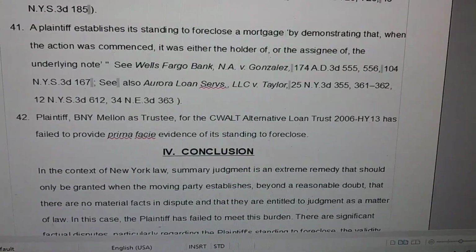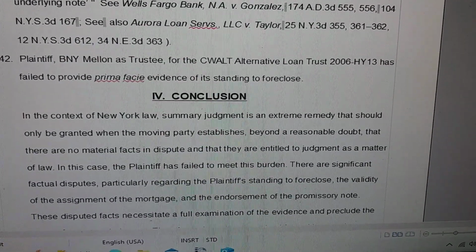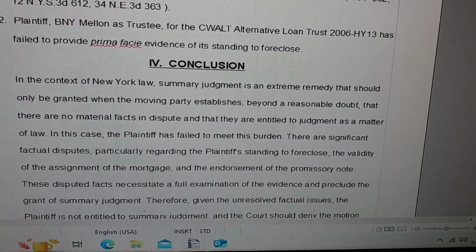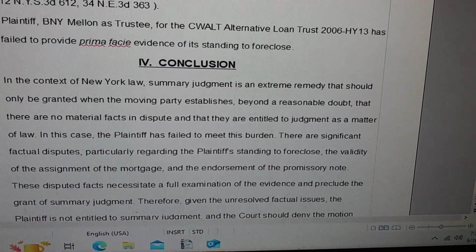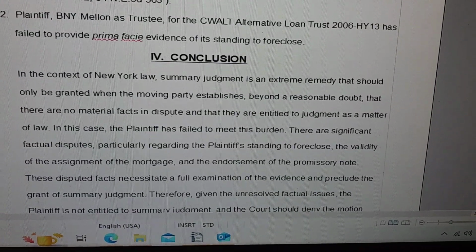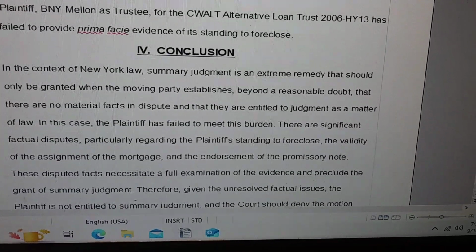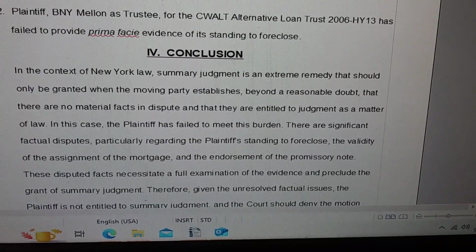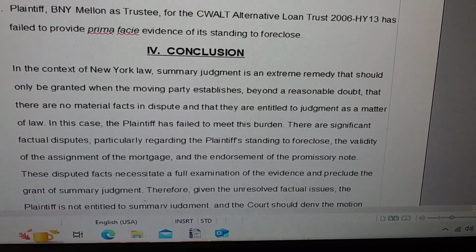Conclusion. In the context of New York law, summary judgment is an extreme remedy that should only be granted when the moving party establishes beyond a reasonable doubt that there are no material facts in dispute and they are entitled to judgment as a matter of law. In this case, the plaintiff has failed to meet this burden.